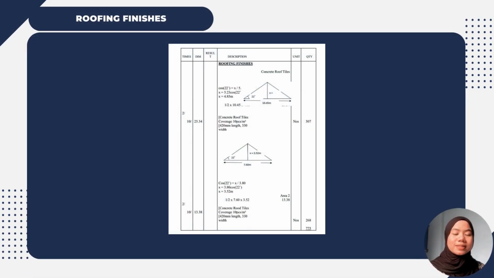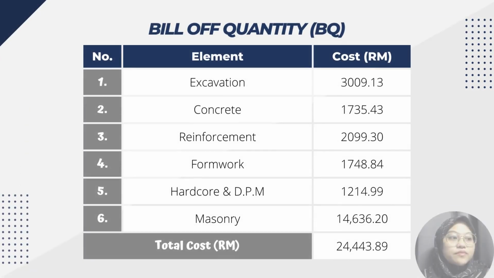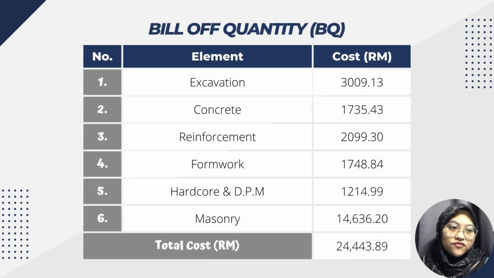And the last from the taking off is roofing finishes. So the concrete roof tiles is 507 plus 268, and the total of the concrete tiles is 775 nos. Next, I will present regarding the bill of quantity for our project.